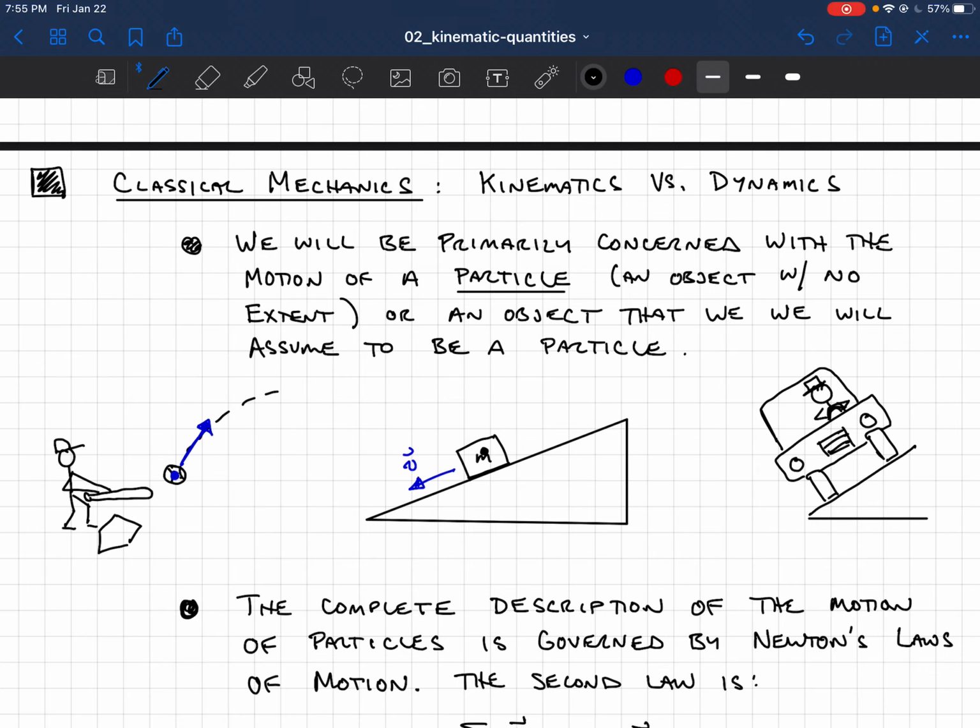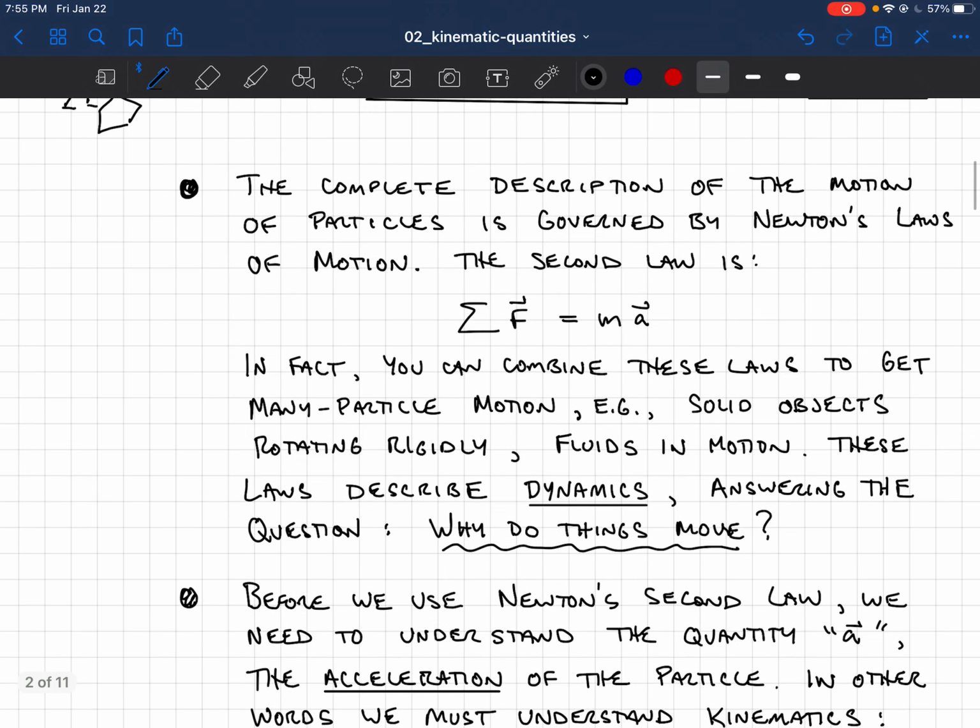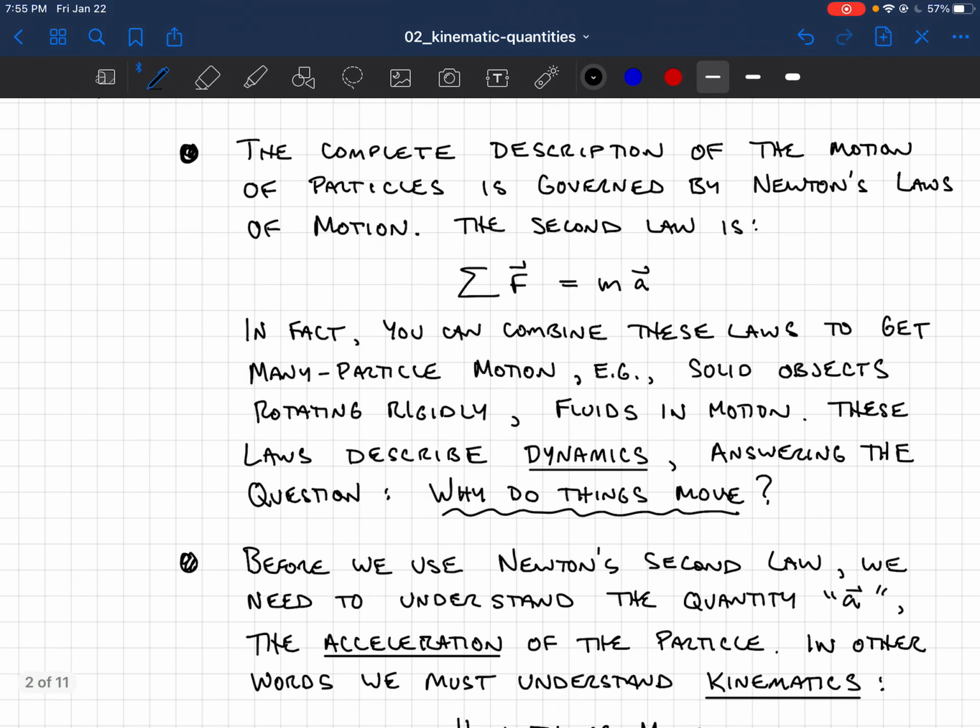And then there are things that are almost ridiculous to think of as particles, like a car, but in the same case, we'll consider it as a point in space, a point that moves through space, and also, when we get to dynamics, a point that has forces acting on it. So the complete description of motion is governed by Newton's three laws of motion. The most important of them is called Newton's second law, and you might have heard of it.